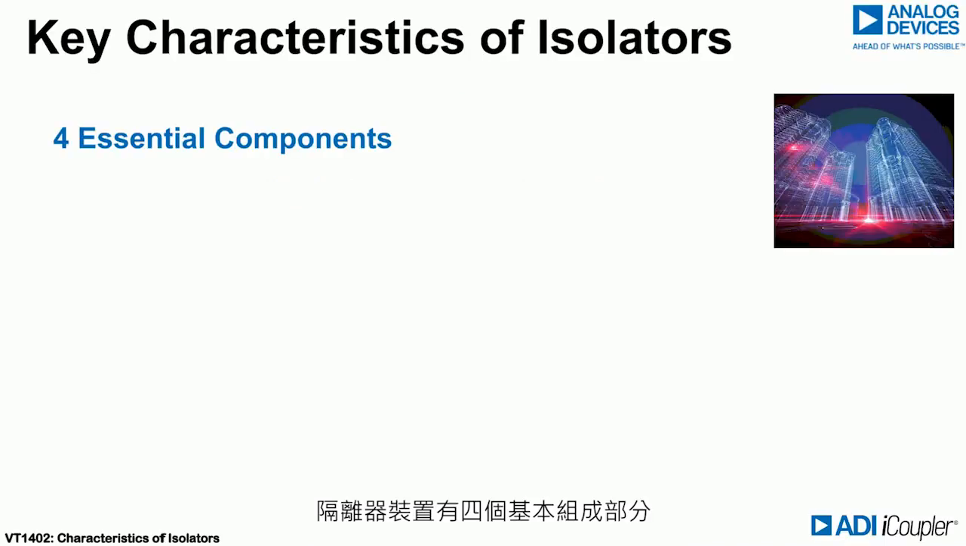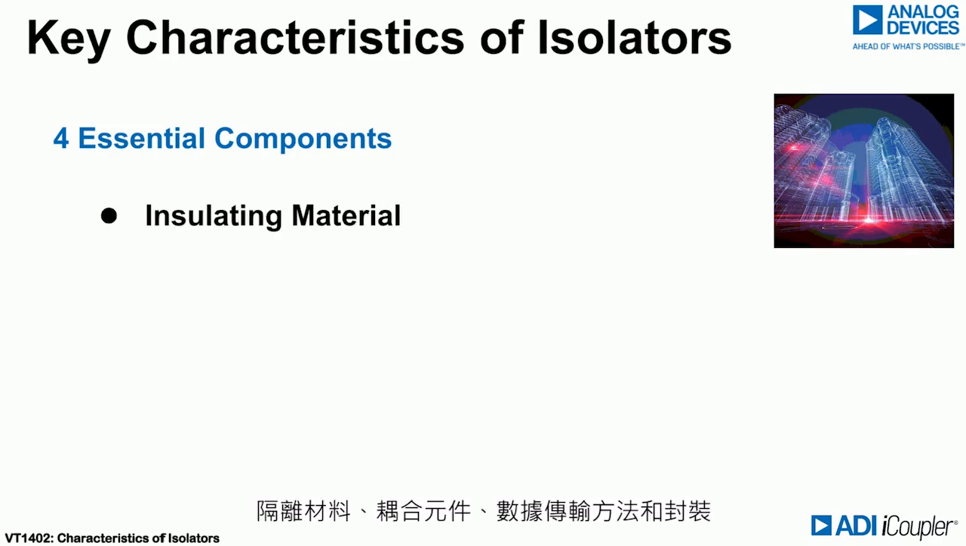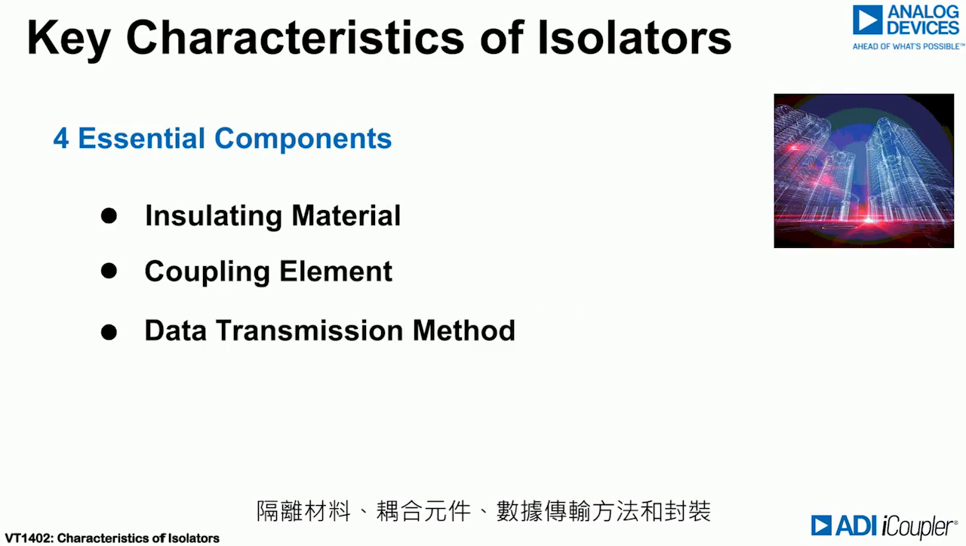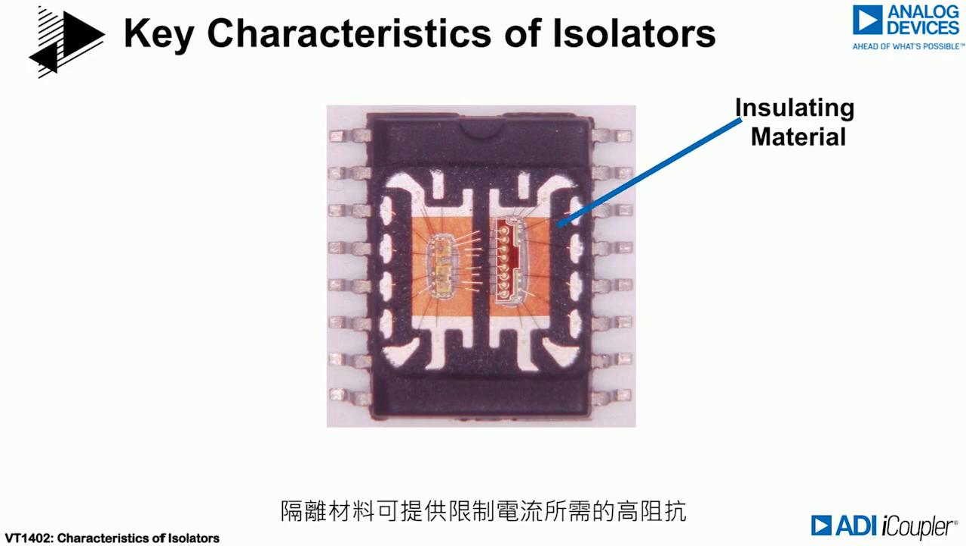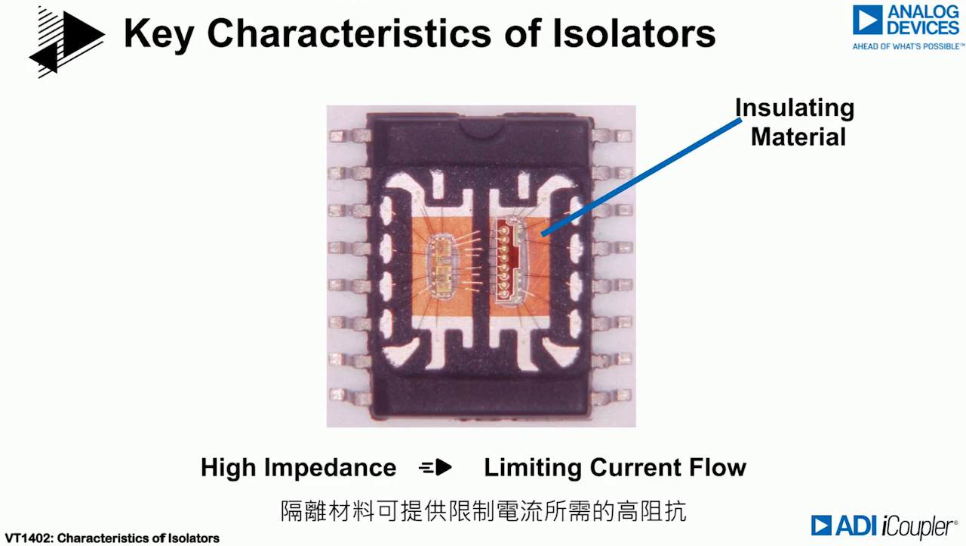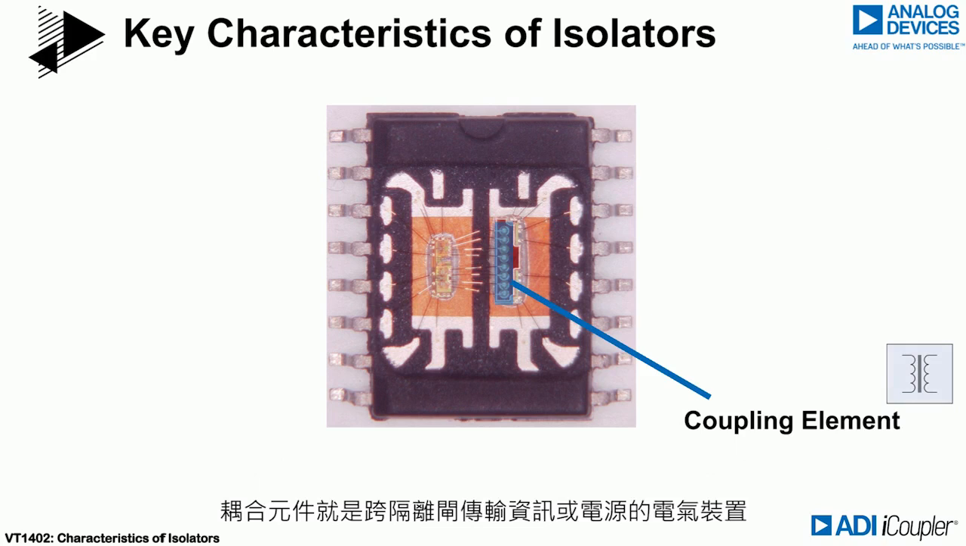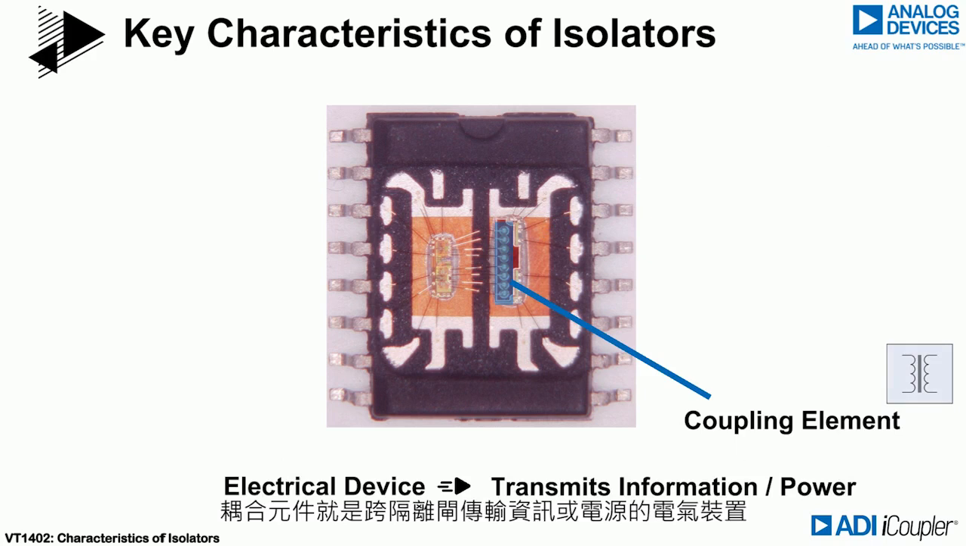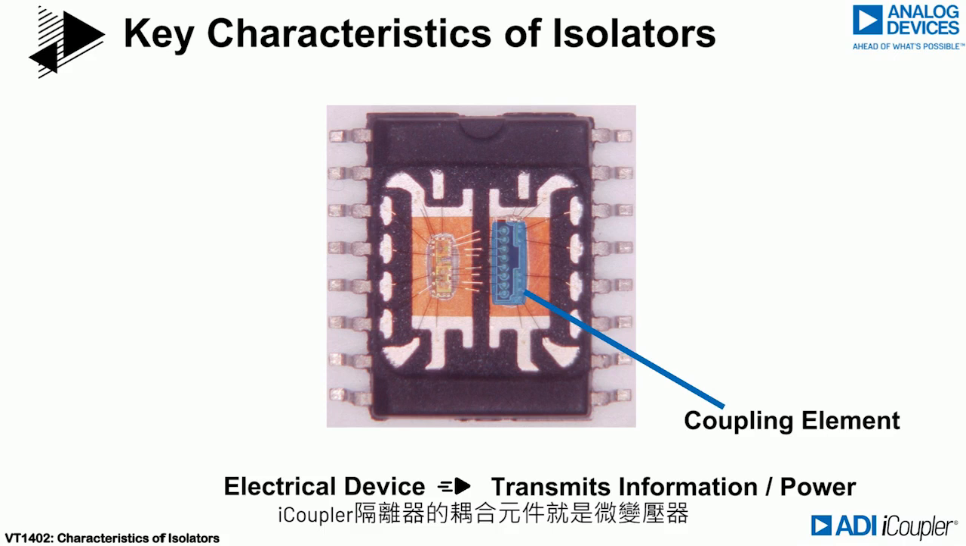There are four essential components of an isolator device: the insulating material, the coupling element, the data transmission method, and the packaging. The insulating material provides the high impedance necessary to limit current flow, which is the primary function of an isolator. The coupling element is the electrical device that transmits information or power across the insulation barrier. In the case of an iCoupler insulator, it's a microtransformer.